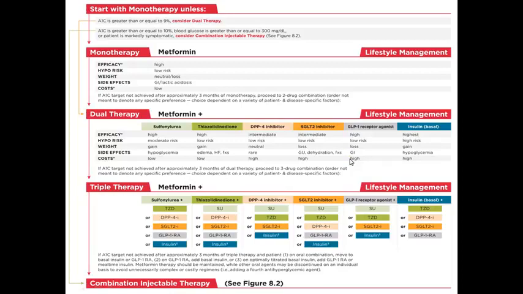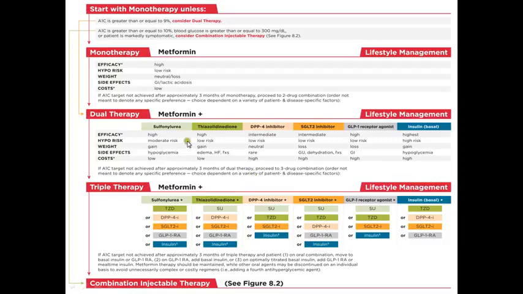So they help in weight loss. So on all those type 2 diabetics who are obese and need weight loss, you can start with GLP-1 to them. And then basal insulin can also be added to these patients.